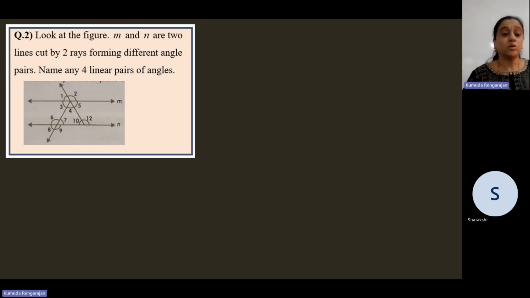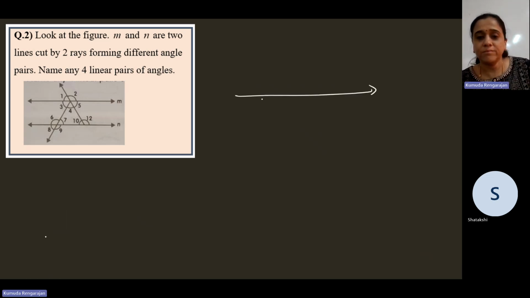Look at the figure. M and N are two lines cut by two rays forming different angle pairs. M is a line. N is another line.